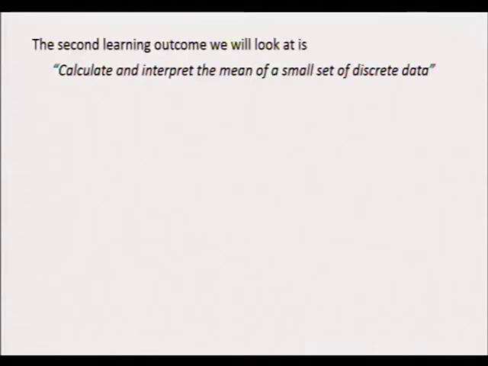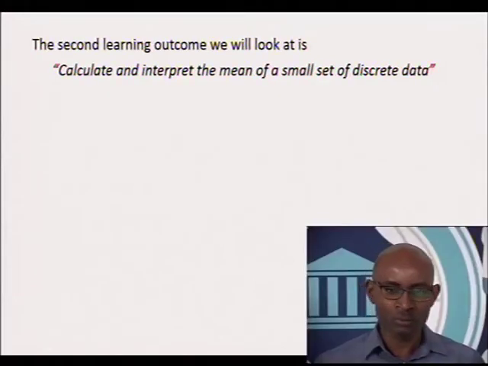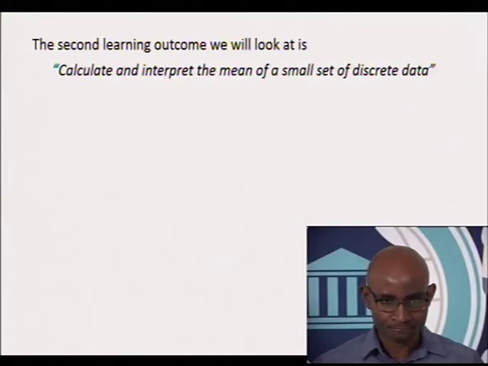All right, and then we move on to our next learning outcome, the second learning outcome that I said we'll look at. Remember, we said we'll look at 2. The first one, we sorted it out. And the second one is you are supposed to be able to calculate and interpret the mean of a small set of discrete data.